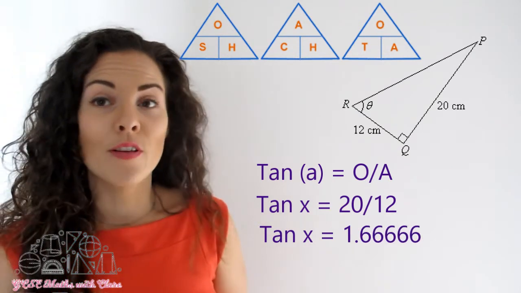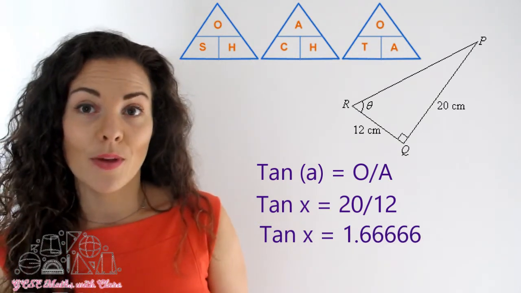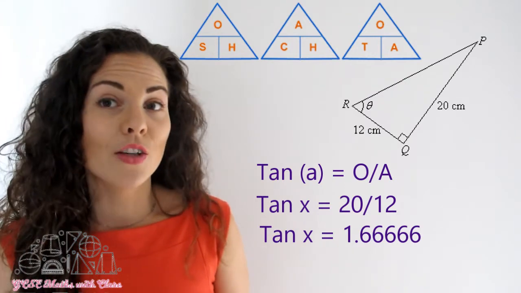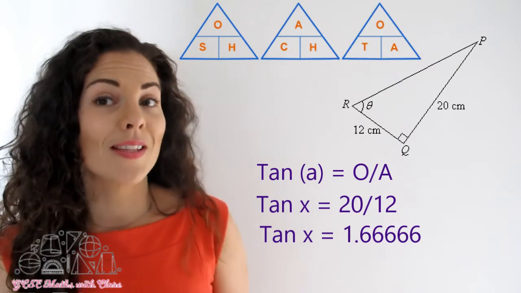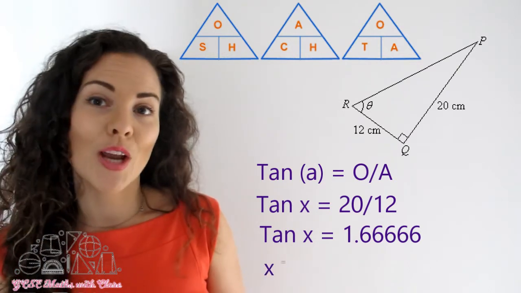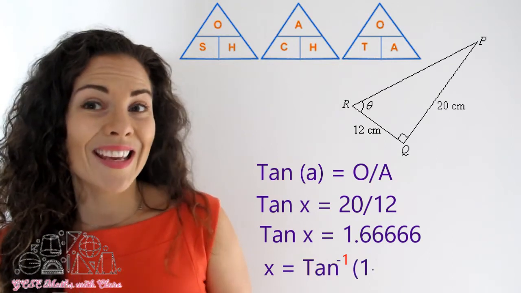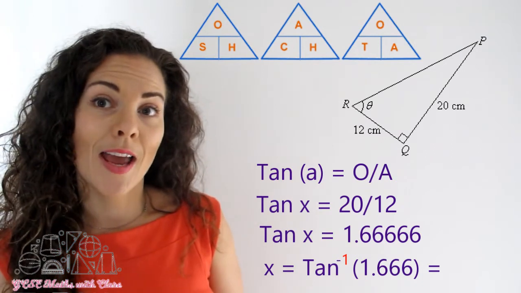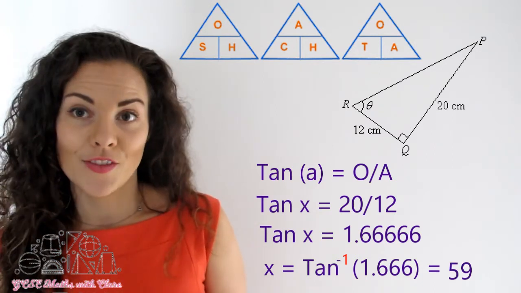Now we want to move over the tan function to the other side. And remember, we use the inverse operation. And the inverse operation of tan is inverse tan. And you can find this on your calculator. So now X equals the inverse tan of 1.6 recurring. And you'll get that X equals 59.